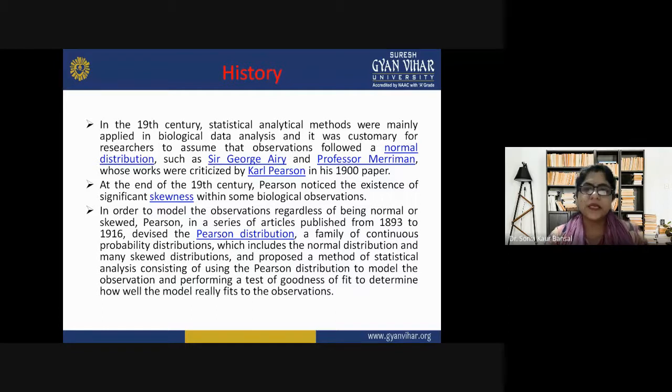So it really started with the statistical analysis consisting of using the Pearson distribution to model the observed frequencies, and performing the test of goodness of fit to determine how well the model really fits the observation.